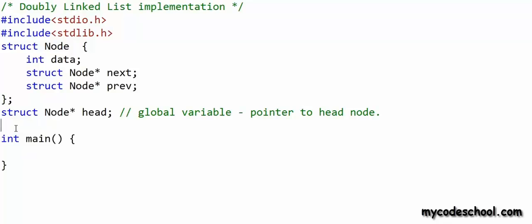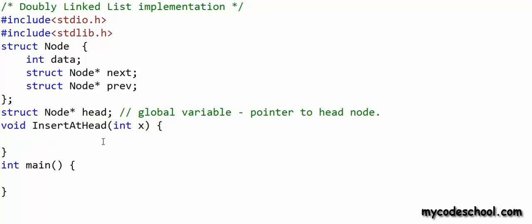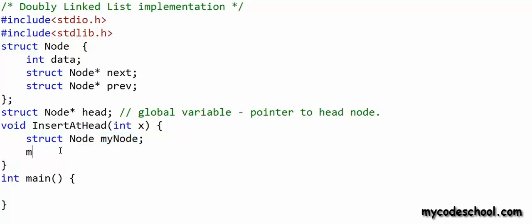Okay, so let's now write the functions. The first function that I want to write is insert at head. This function will take an integer as argument. The first thing that we want to do here is create a node. We can always declare a node like this. Just like declaration of any other variable, we can say struct node, and then we can give an identifier or name. And now in this node that I have created, I can fill in all the fields.